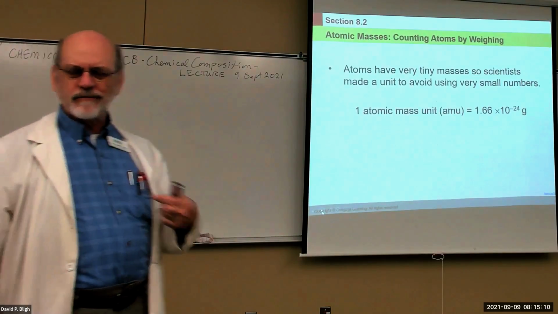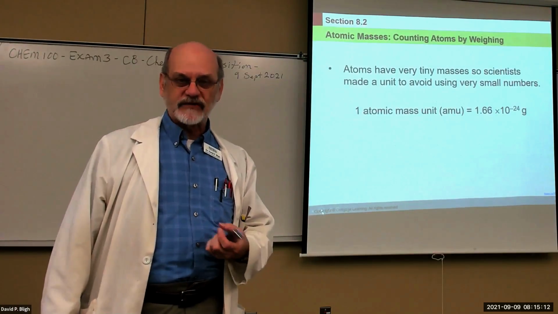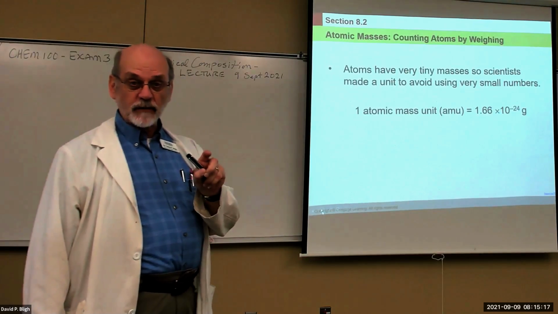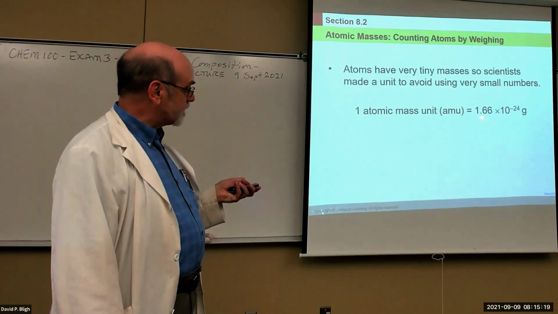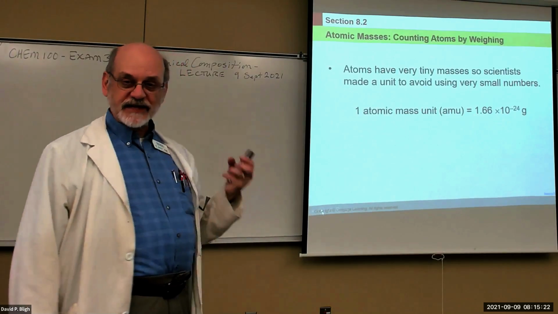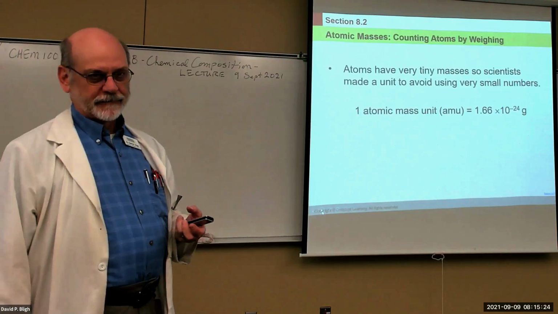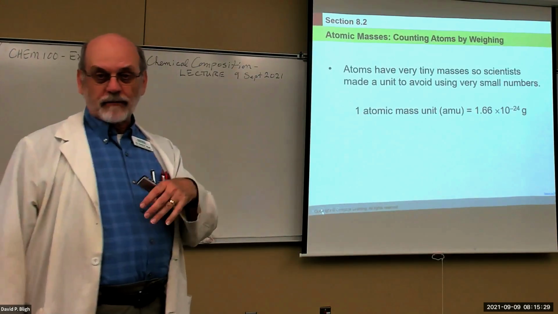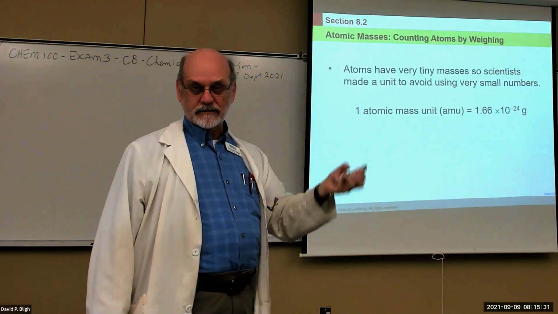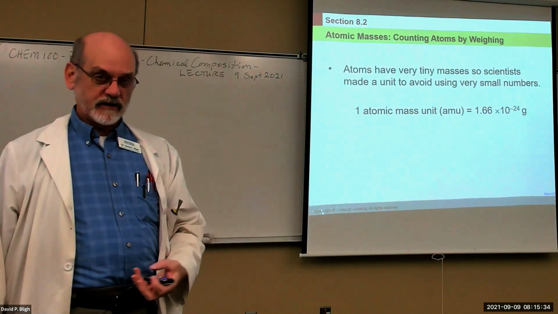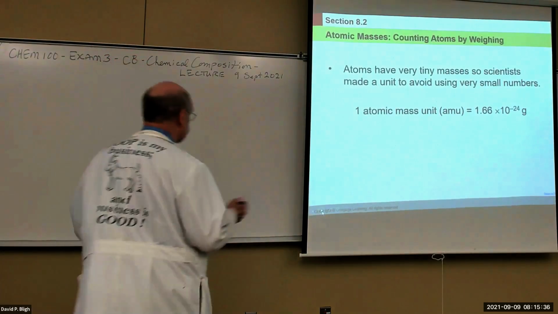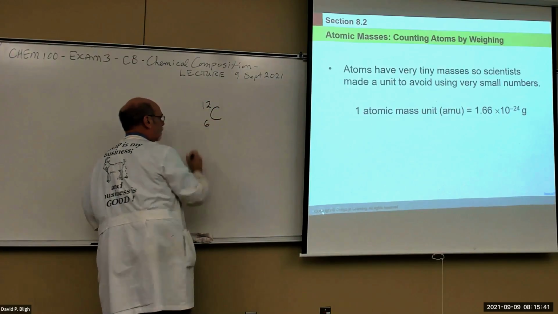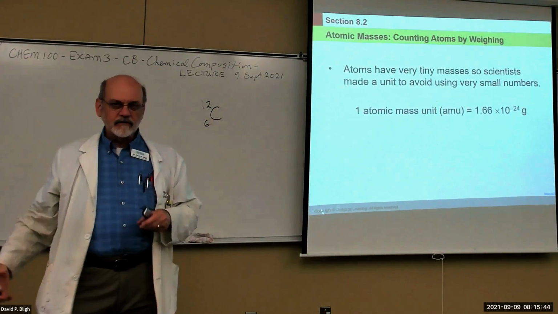So, we've got this unit of measure called the atomic mass unit. One atomic mass unit, 1 AMU, has been determined and fixed as this mass, 1.66 times 10 to the minus 24 grams. Now, they didn't just pull that number out of thin air. It's based upon a standard. And the standard is the carbon-12 isotope.